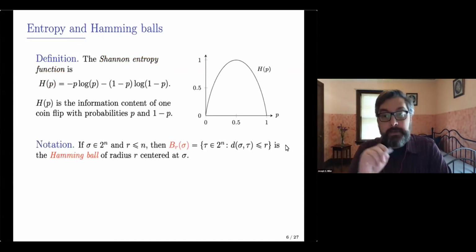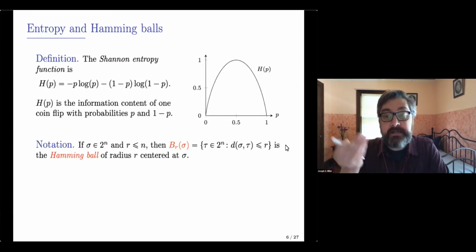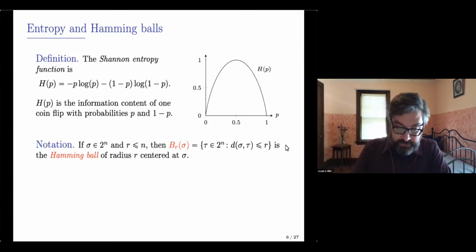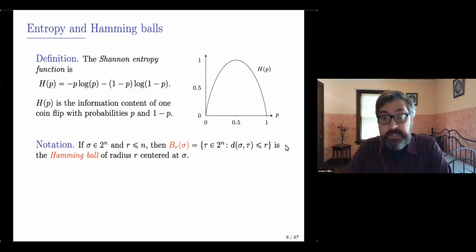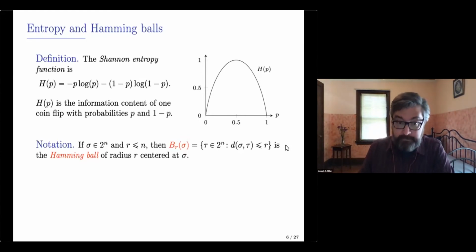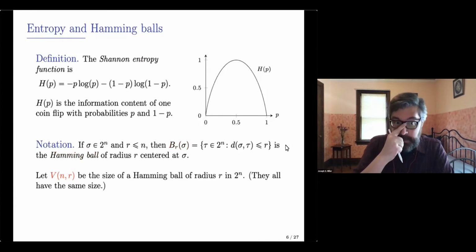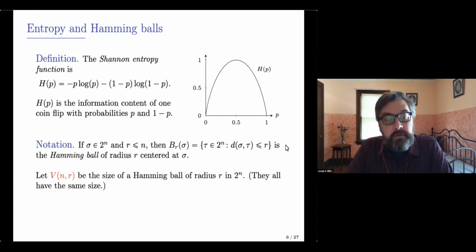I've already talked about Hamming balls a little bit, but obviously the Hamming ball of radius r centered at sigma is exactly what you would expect. We give it the notation B_r(sigma), and it's just all taus that are within r of sigma. Now, we're going to use V_n,r for the size of a Hamming ball of radius r.